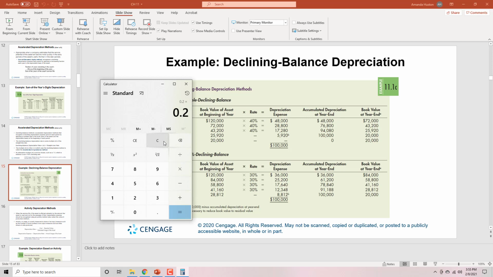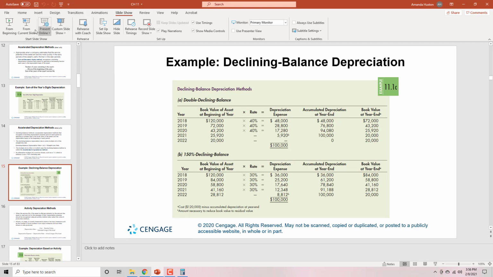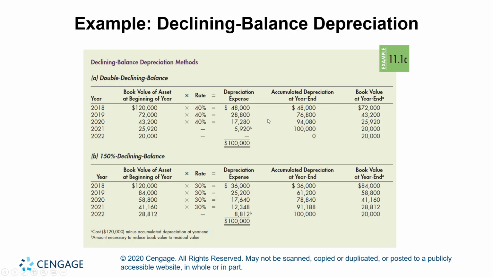So from the current slide, you would multiply the beginning book value of the asset times the double declining balance rate. So in the first year, you get 48,000 in depreciation expense, accumulated, of course, is 1 year, and the ending book value is 72. You have to carry that forward, which we'll do in the Excel example. And so you take the ending book value and you depreciate 40% of that. So now it's 28,000.